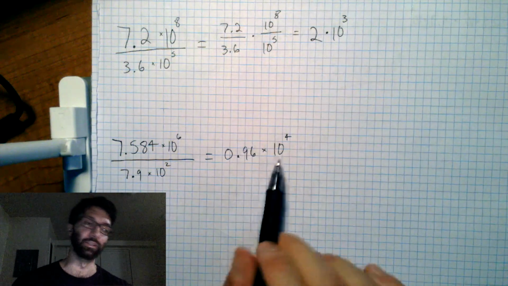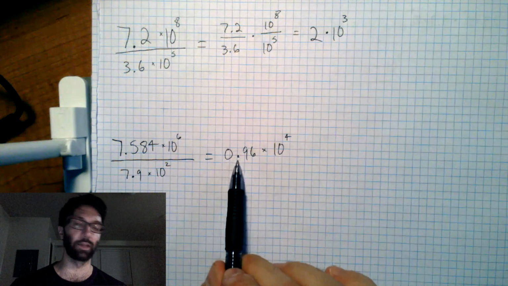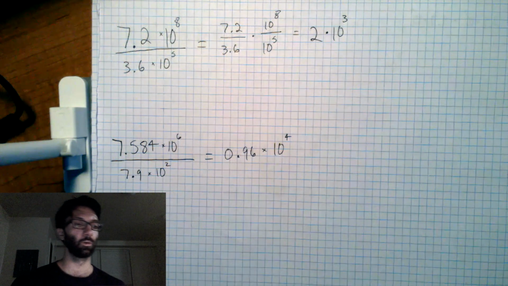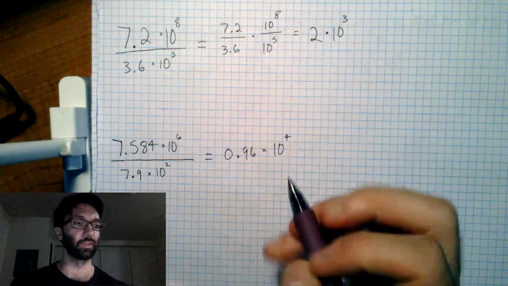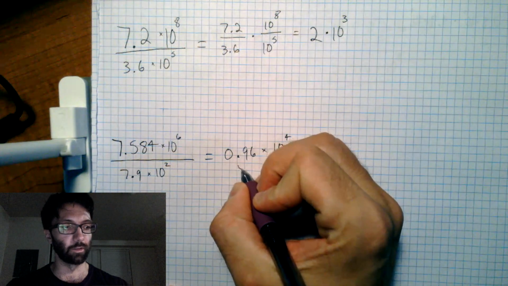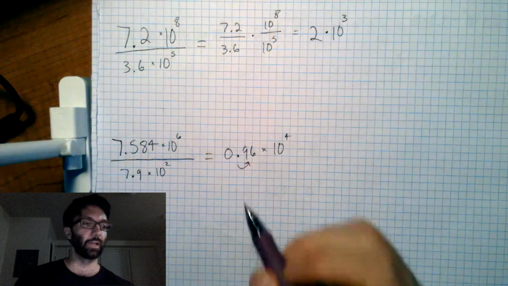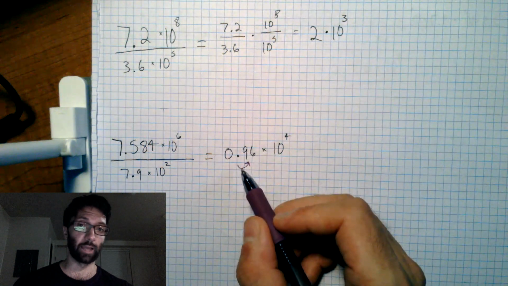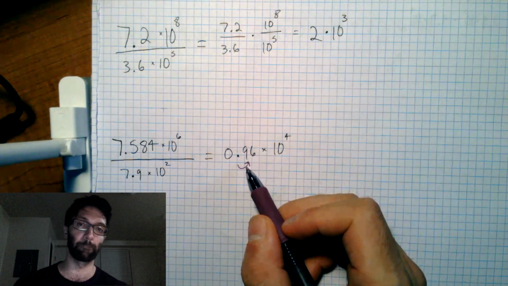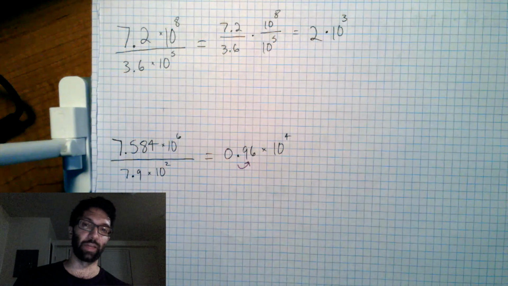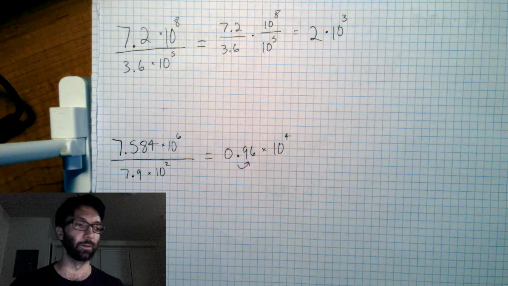Now this is not in scientific notation because I don't have a single non-zero digit to the left of my decimal. So in order to get a single non-zero digit to the left of the decimal, I have to take my decimal and move it to the right once, because I need to get that decimal between the 9 and the 6. And so what I've done here is I've multiplied by 10, right? Because if I'm moving my decimal to the right once, it means I'm multiplying by 10. So in order to make up for that, I also need to divide by 10 so that I don't actually change the value of the number.